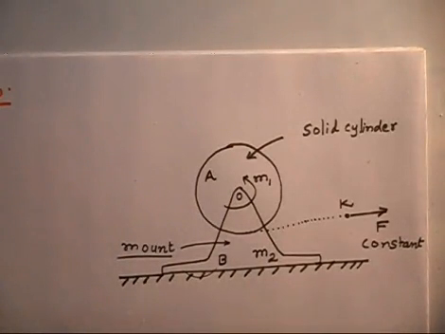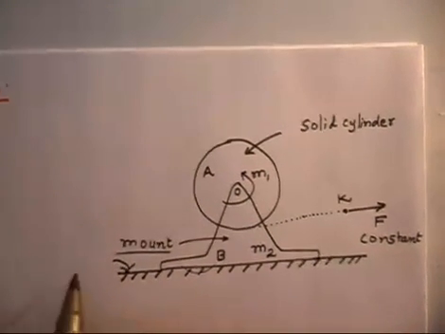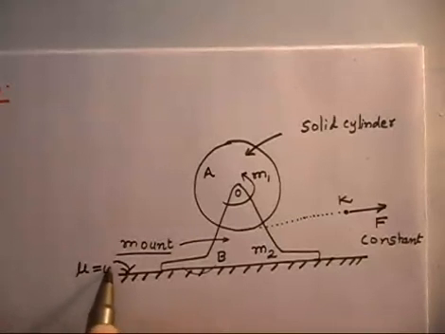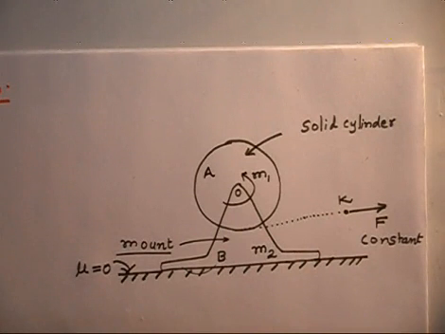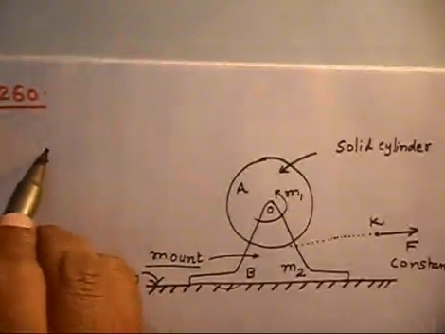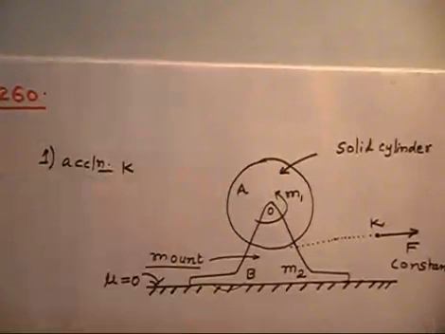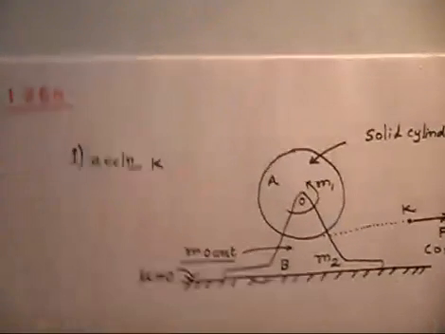The friction between the mount and the supporting horizontal plane is assumed to be absent. So this means between the mount and this plane friction is absent, mu is equal to 0. Find the acceleration of point K. So we have to find out first what is the acceleration of point K. So let us start working on this.